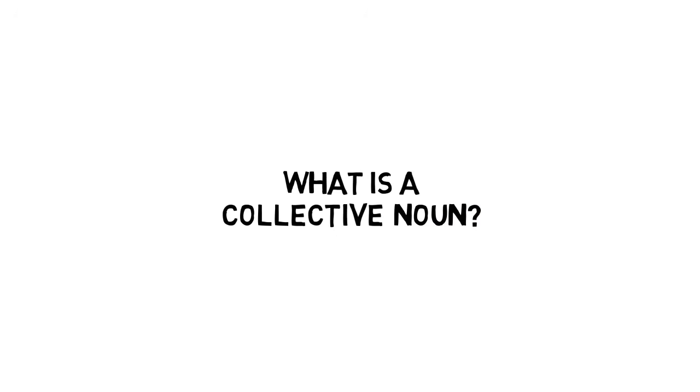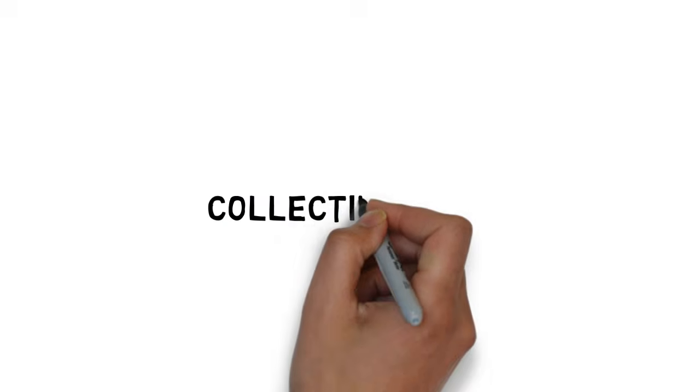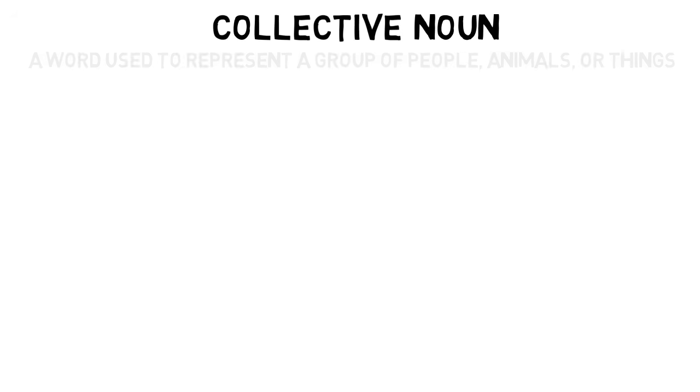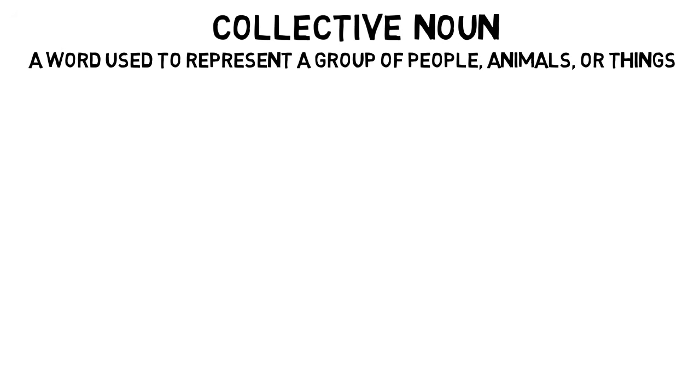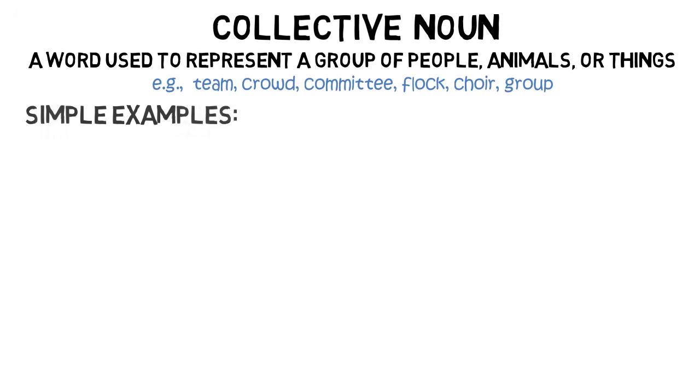In this video, we're going to look at collective nouns. So what is a collective noun? A collective noun is a word used to represent a group of people, animals, or things. For example, team, crowd, committee, flock, choir, group.